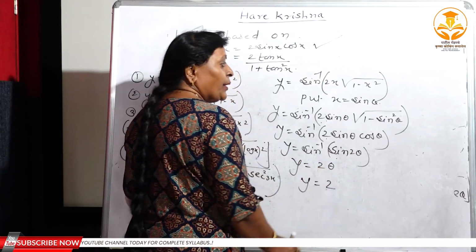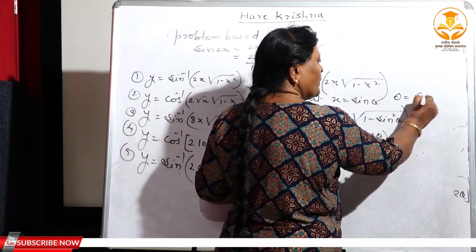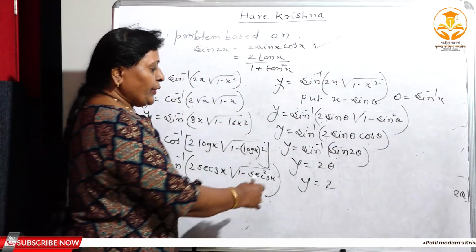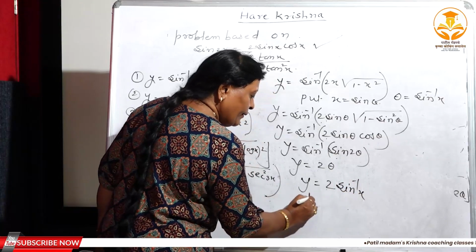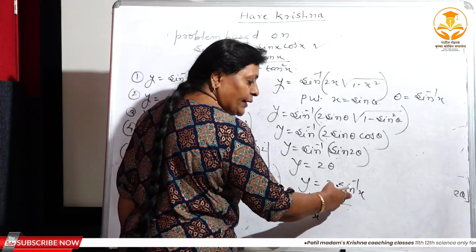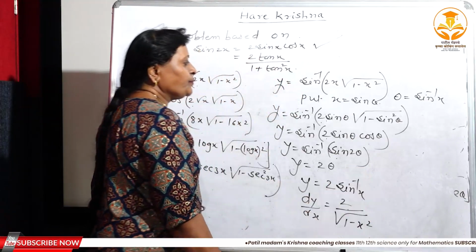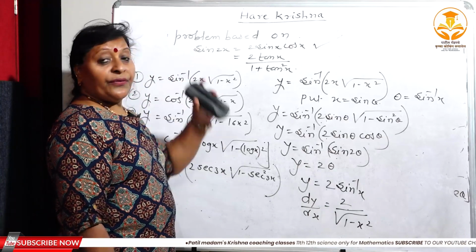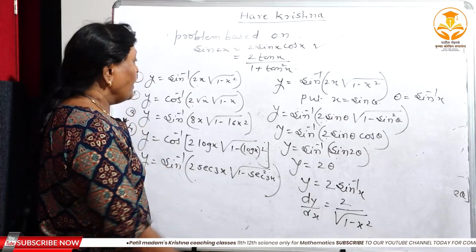y is equal to 2 theta, but what is theta? x is equal to sin theta, therefore theta is equal to sin inverse of x, isn't it? Therefore y is equal to 2 sin inverse of x, and dy by dx, the 2 remains as it is. And what is the derivative of sin inverse x? 1 upon root of 1 minus x square. So this is about the problem which depends upon the formula, that is sin 2x is equal to 2 sin x cos x, right?